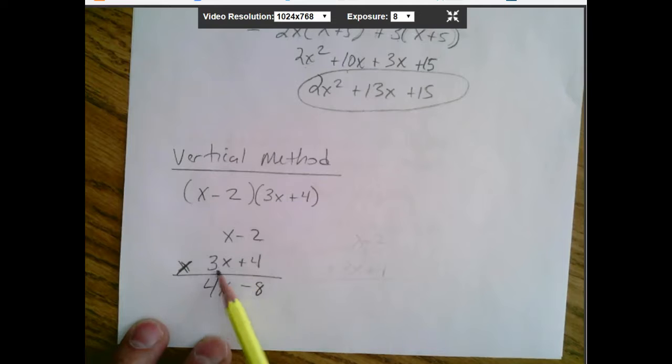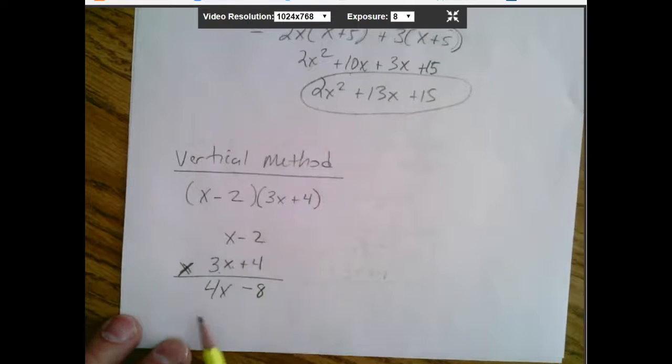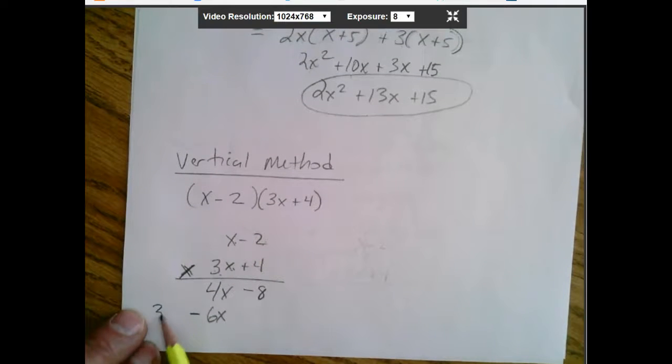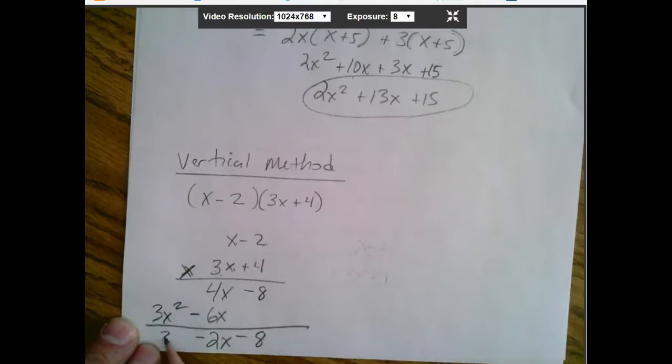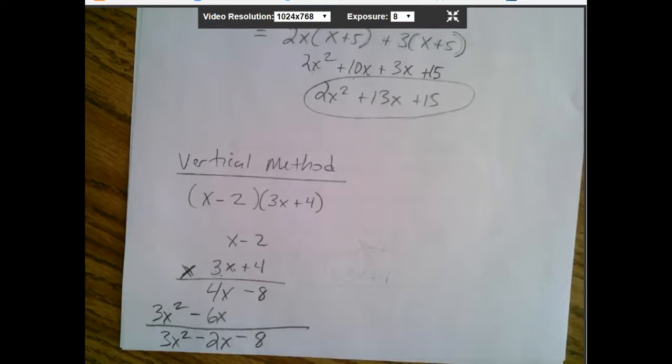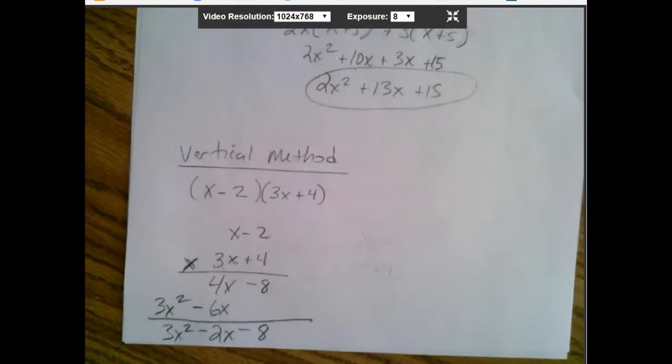Then we do this next one. 3x times negative 2 is going to give us a negative 6x, and again we're going to line these up, right? And we're also going to move it over, like we would a normal multiplication problem. Then 3x times x is 3x squared. And then we would just add these together: minus 8, minus 2x, and then 3x squared. So that's our vertical method, how we would do that. Just line it up like a regular multiplication problem.